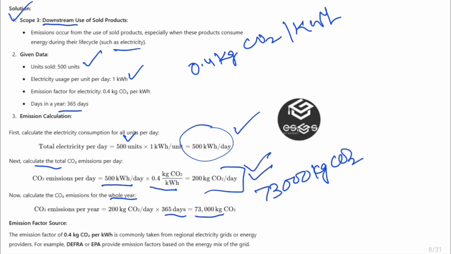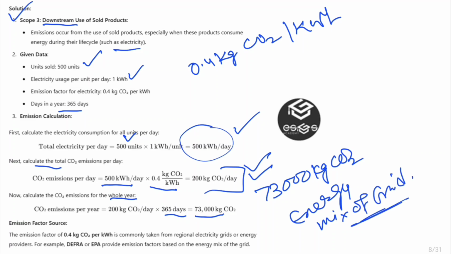Okay, so this emission source, again as we discussed earlier, emission factor 0.4 kg CO2 per kilowatt is commonly taken from regional electricity grids or energy providers. Now in this case, for example, like DEFRA, EPA provide emission factors based on the energy mix of grid. Okay, I hope you like the example.